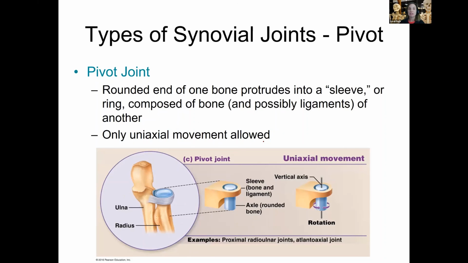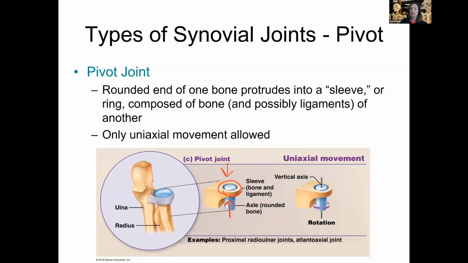A pivot joint. A pivot joint is where you have one articulating bone that's really round, and it's sitting kind of in a sleeve or a ring that's sometimes made of bone, sometimes made of ligaments. It just depends. So you can see in the artist rendering here that you might have a bone with a rounded projection, sitting in a sleeve of the articulating bone.